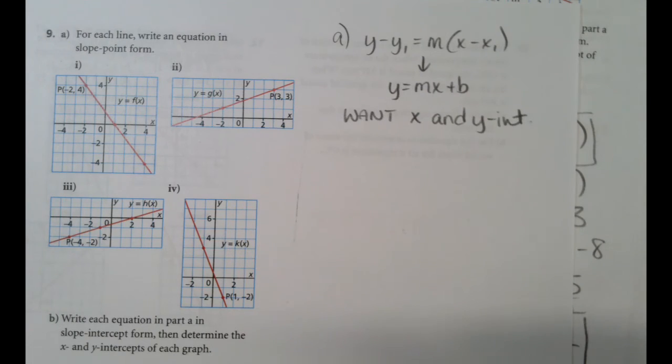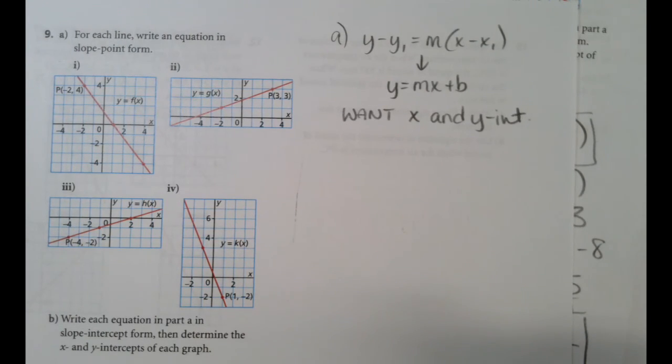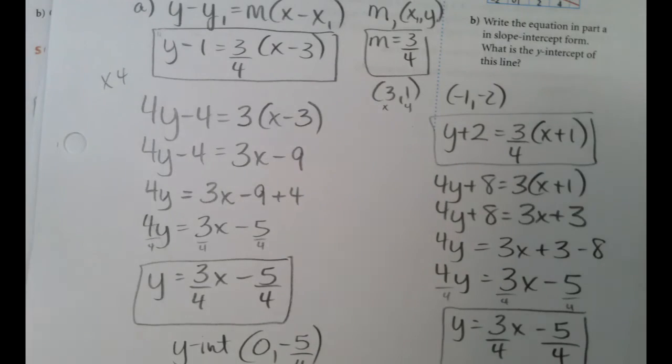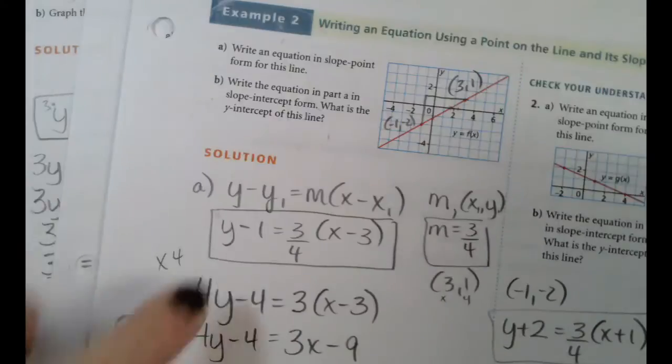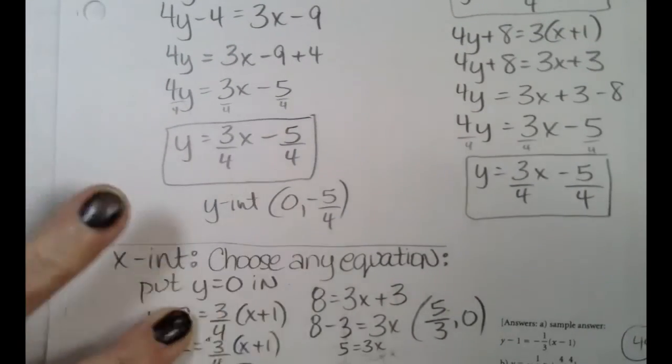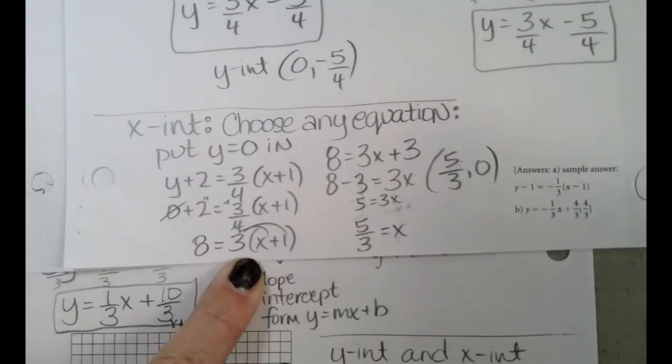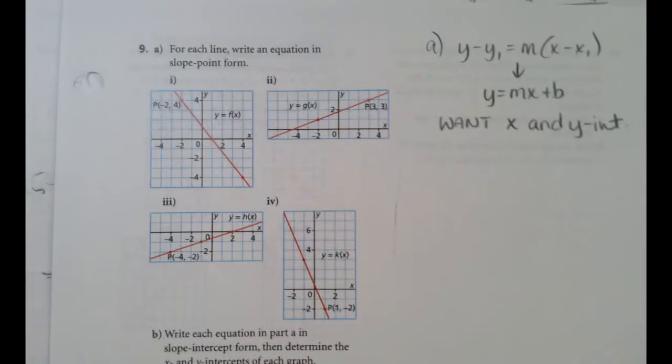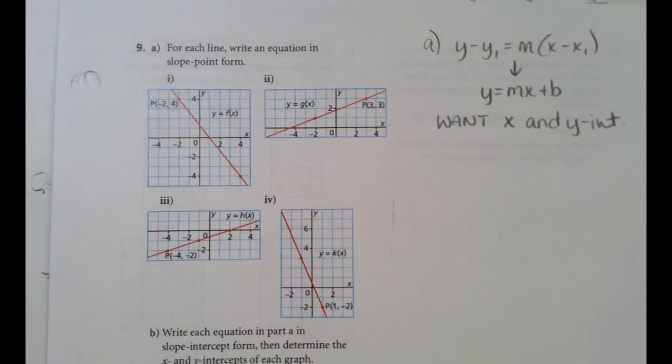Okay? So they're asking you to do absolutely everything. This is like example 1 and 2, where we did all the steps. I wrote it in that equation, I changed it in that form, found my y-intercept, and then I found my x-intercept. That's what they're asking you to do in question number 9. Okay? Fun.